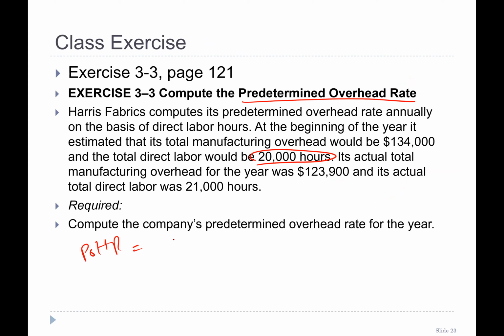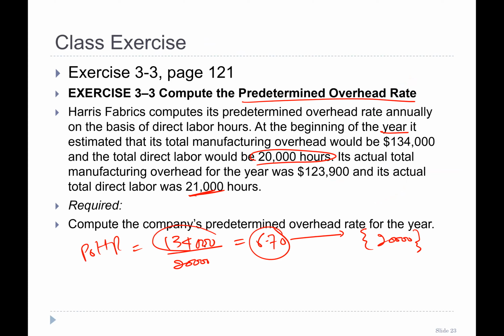POHR, we calculated 134,000 divided by 20,000. Answer is 6.7. So this 6.7 came from, if the worker in a year spent 20,000 hours, then this rate is our estimated rate, right? But our actual hours that we spent is 21,000. So this cost 134,000, can we compare with 123,900?